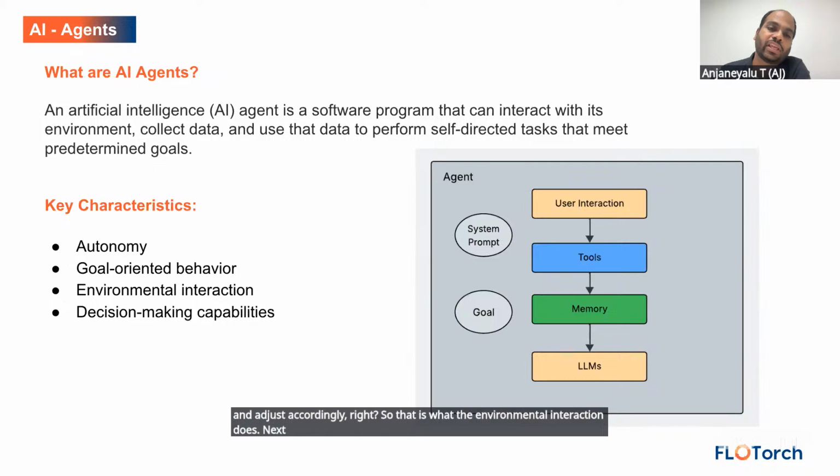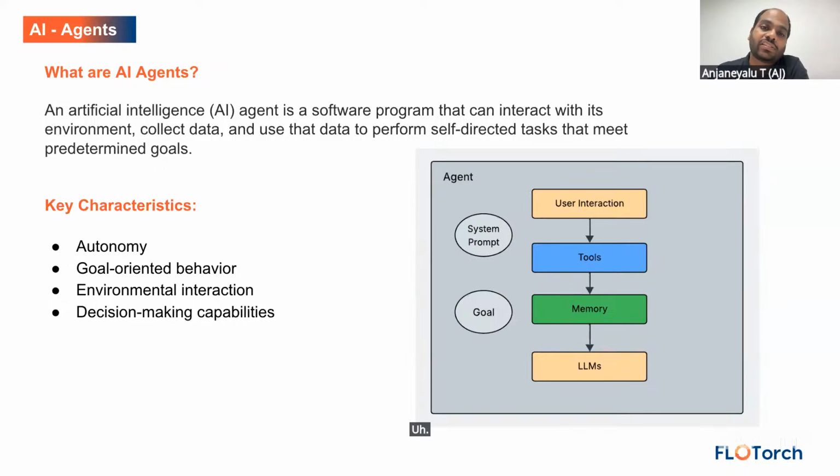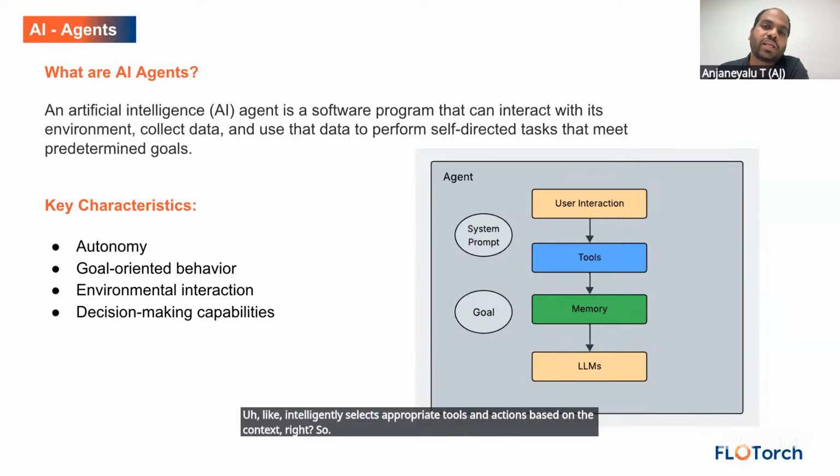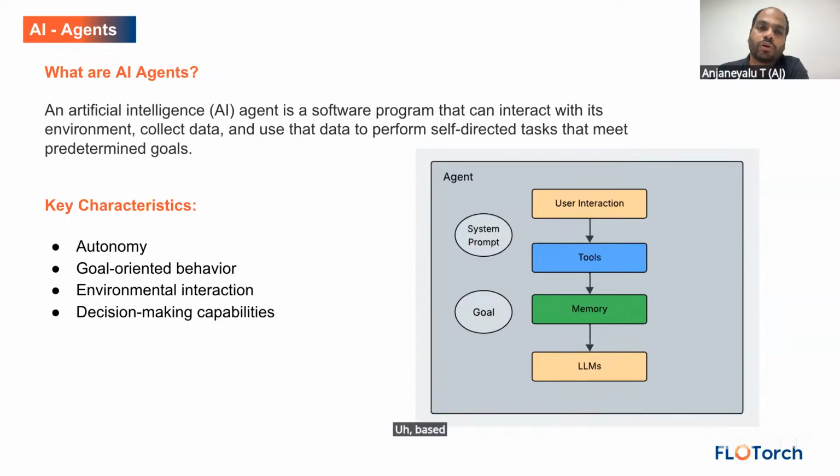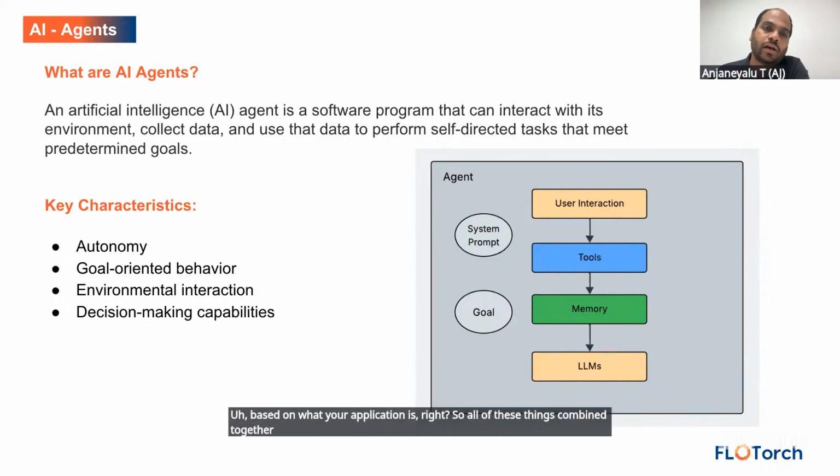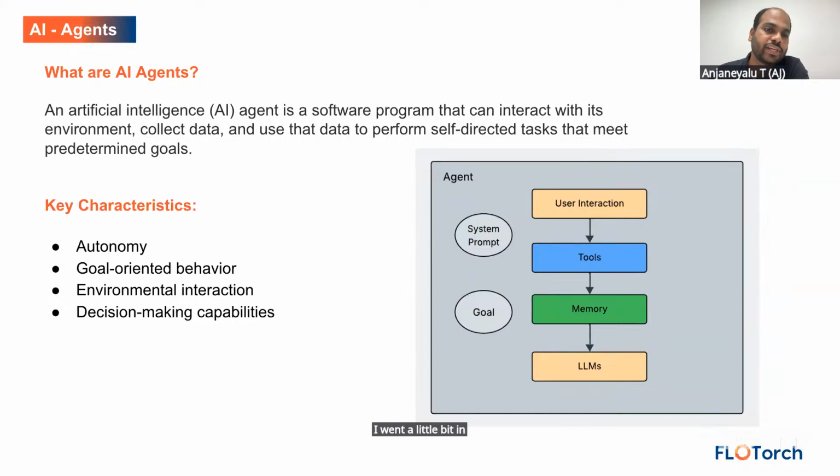Next is decision-making capabilities, which is also one of the important ones. You can think of it as intelligently selecting appropriate tools and actions based on the context. It chooses the right tool based on what your application is. All of these things combined together make your agents very, very useful, or very, very important in this era. So that was, on a high level, what agents are and what their characteristics are. I went a little bit in depth, but that was needed.